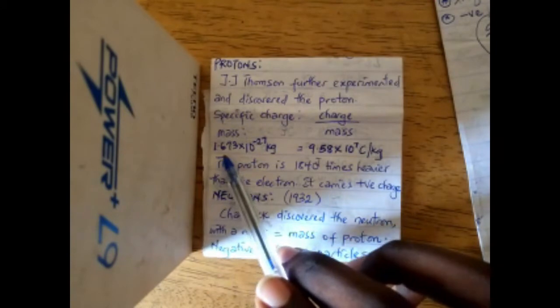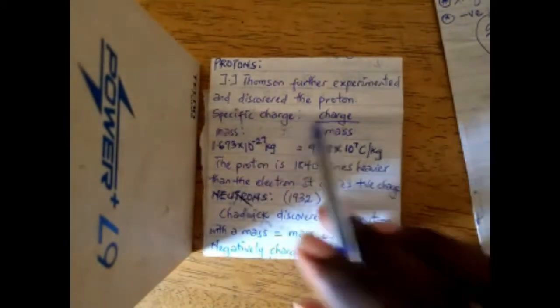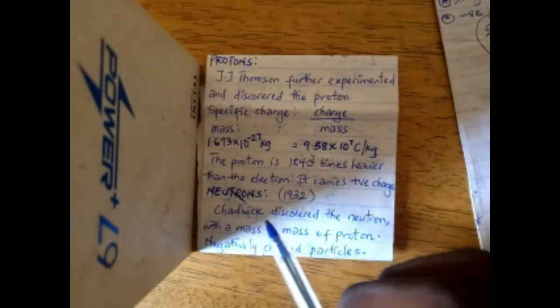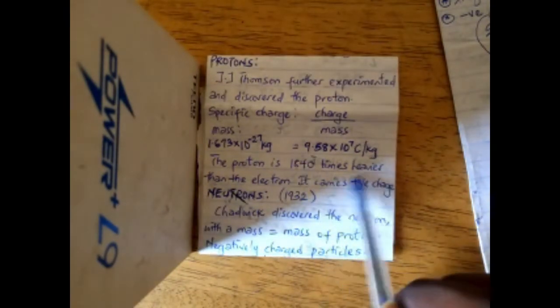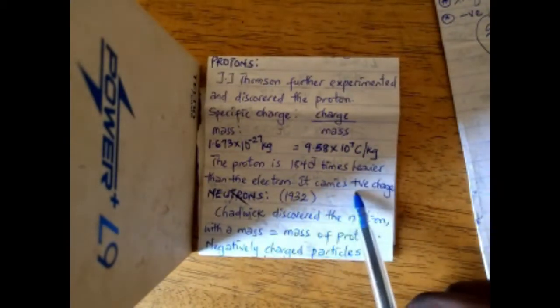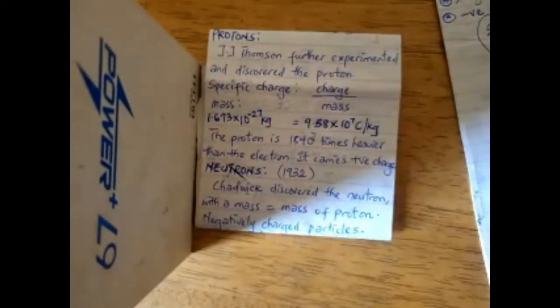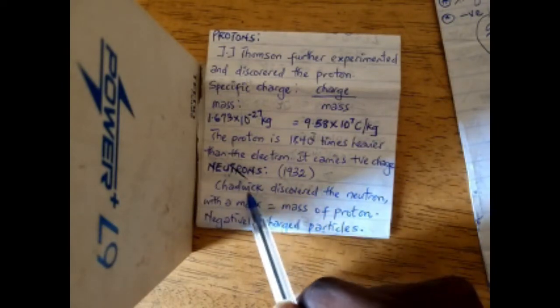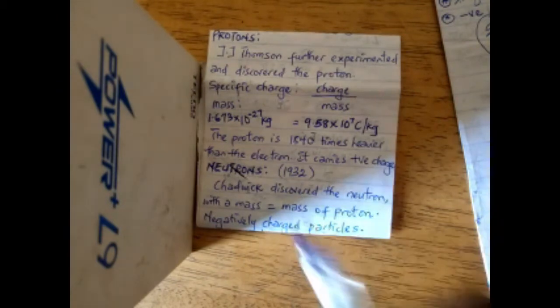The mass of the proton is 1.673 times 10 raised to the power minus 27 kilograms. So comparing the mass of the proton now to the electron, the proton is 1,840 times heavier than the electron, and it carries a positive charge. So the last subparticle of the atom, which is the neutron. The neutron was also discovered by a scientist called James Chadwick in 1932.